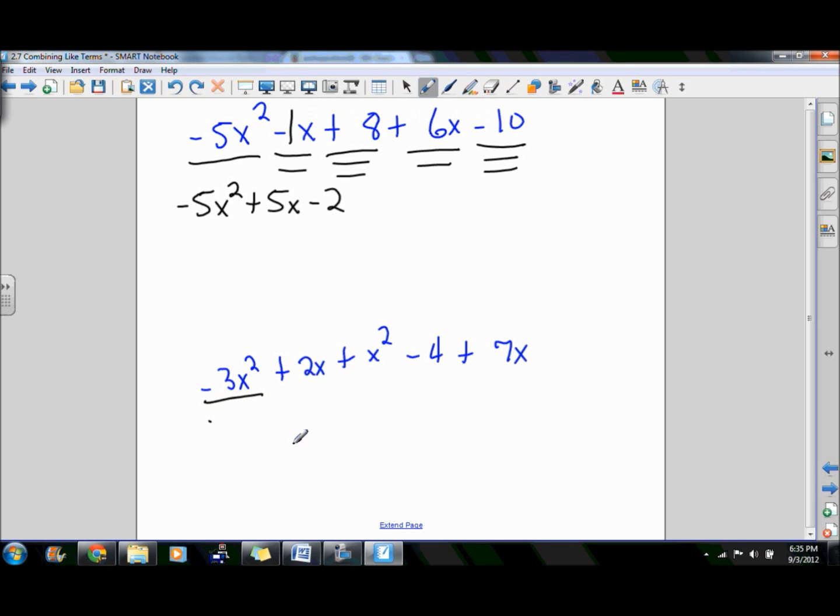So I see negative 3x squareds there, and I see 1x squared here. Negative 3, positive 1 should be negative 2 x squareds, not x to the 4th, x squareds. Now here I look at positive 2x, and I look at positive 7x. They're going to combine to be positive 9x. And then the leftovers is just negative 4. So that's our answer.